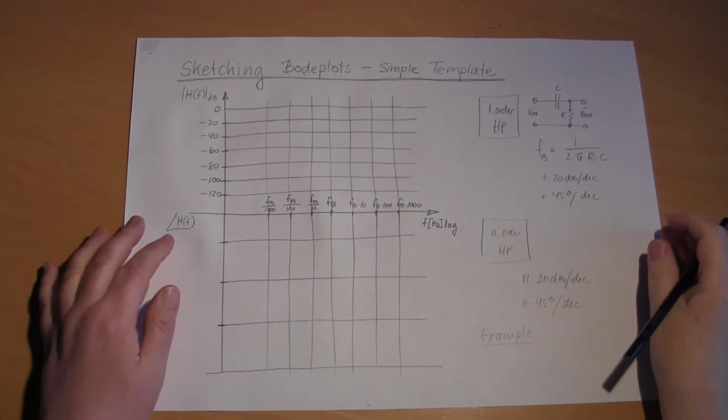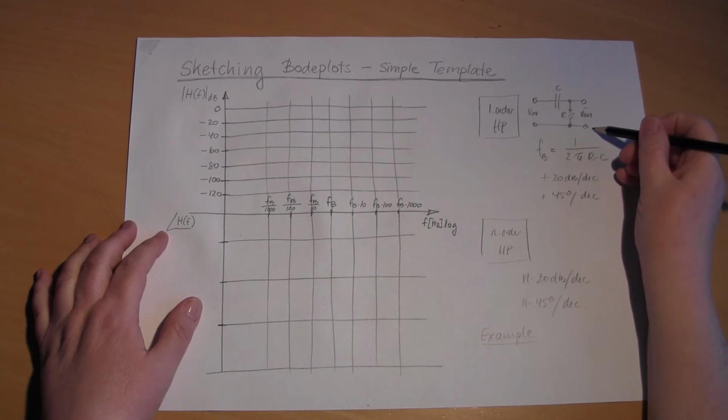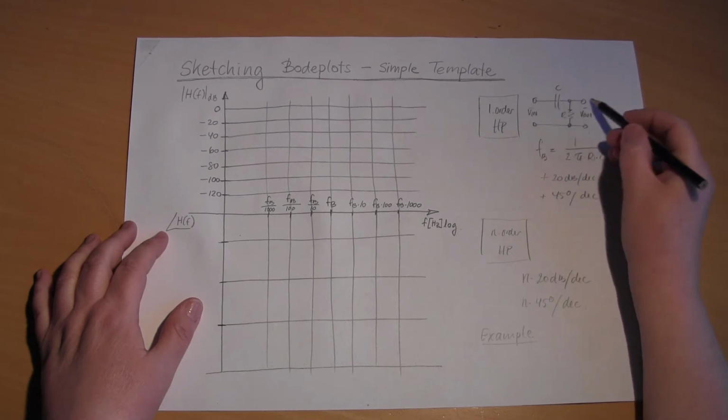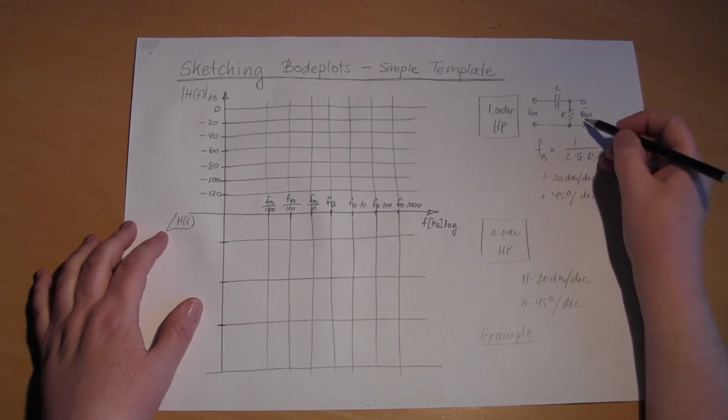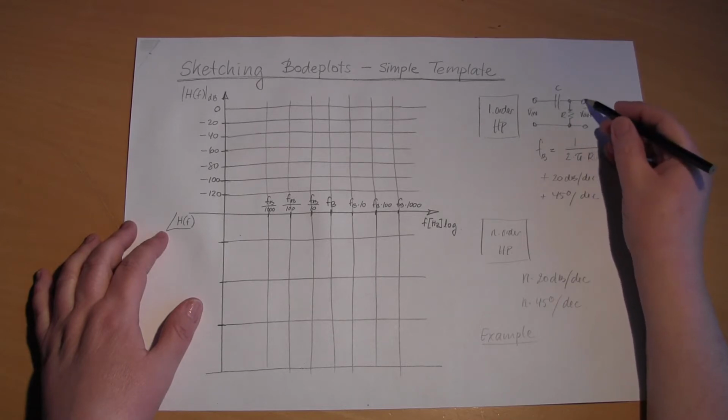Welcome to the second video about sketching Bode plots with the simple template. I have here sketched the first order high pass filter with the input terminals, output terminals, and between the terminals we have the capacitor, and over the output we have the resistor.